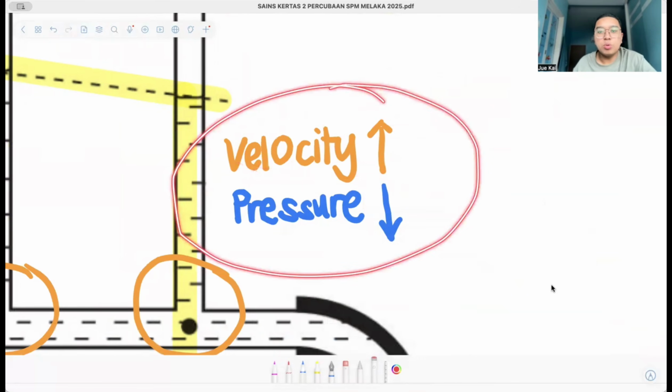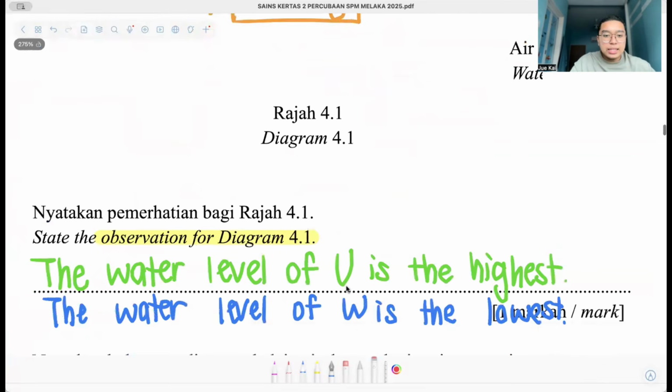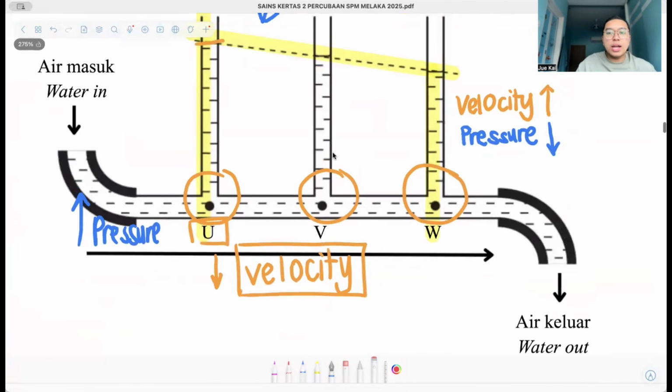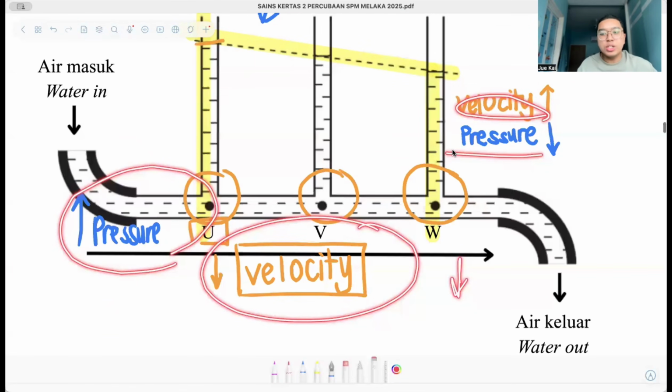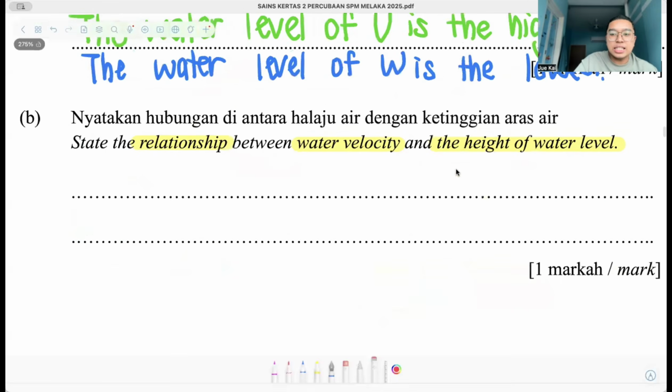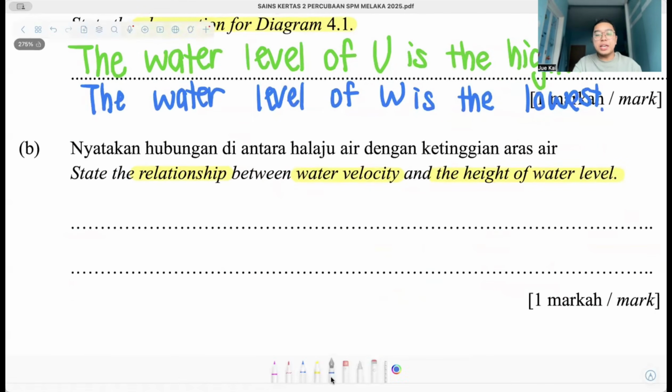Okay, so this concept you need to know also. Can or cannot? Can, good. Okay, so let's see. The relationship is what I explained. When the velocity is low, the pressure is high. When the velocity is high, the pressure is low. But since the question is asking about water level, you cannot write about velocity. No, you cannot write about pressure already.